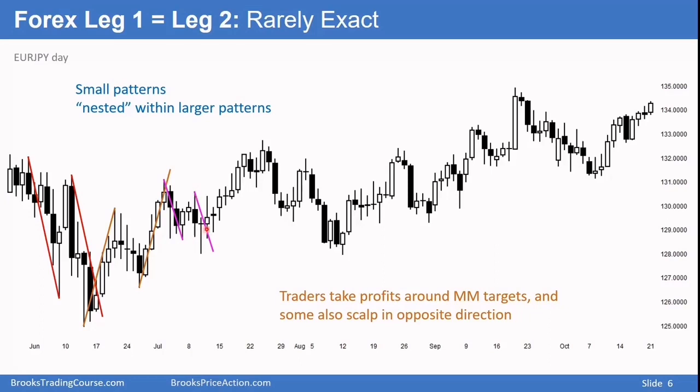Small leg 1, pullback, leg 2. Leg 1, pullback, leg 2. And all the way up, leg 1, pullback, leg 2. And then I said nested patterns, smaller patterns within bigger ones. Leg 1, pullback, leg 2.